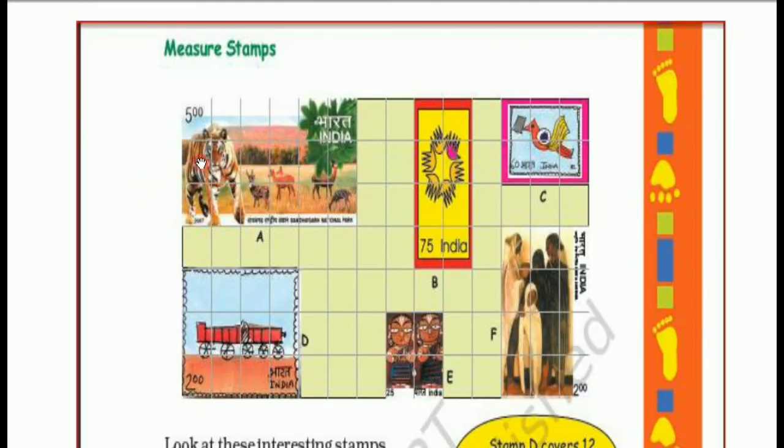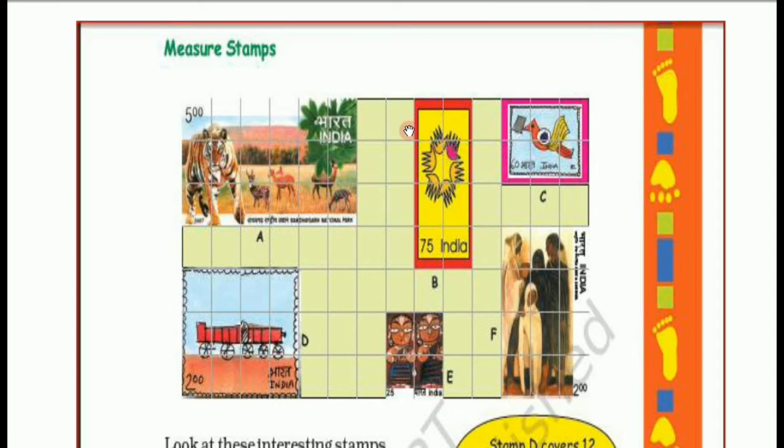We can also find out the area of a rectangle by a formula, length into breadth. Here length is 1, 2, 3, 4, 5, 6 centimeter, and breadth is 1, 2, 3. So 6 into 3 is equal to 6 3s are 18 square centimeter is the area of stamp A.